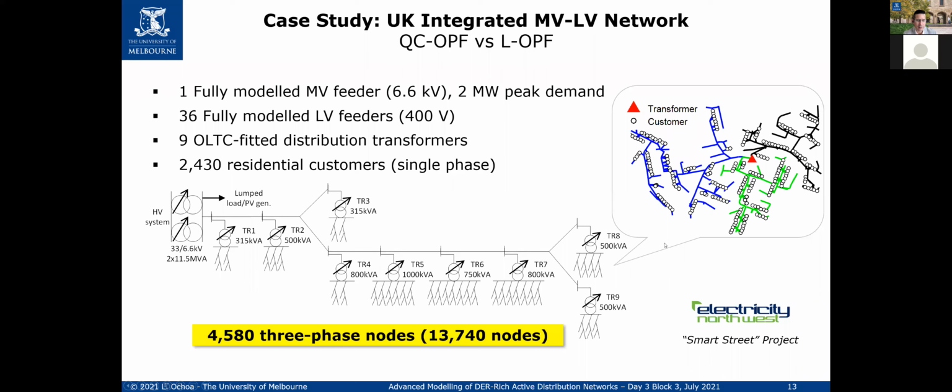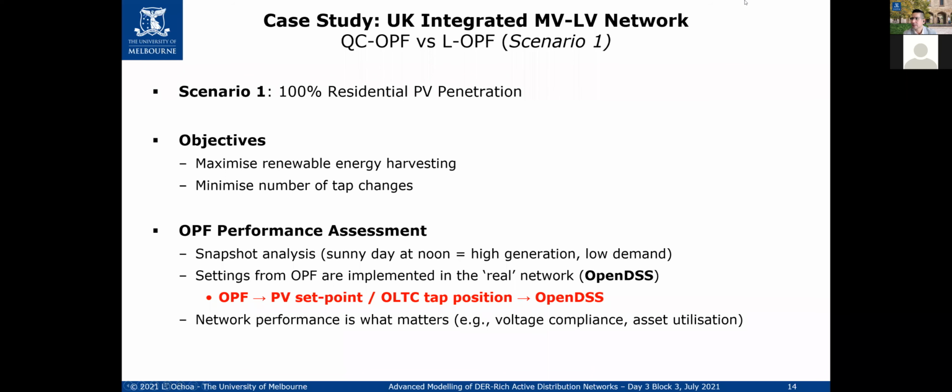We have more than 4,500 three-phase nodes, which means in terms of single phase nodes, you have 13,000. All right, so a pretty large network. So let's see the first scenario here.